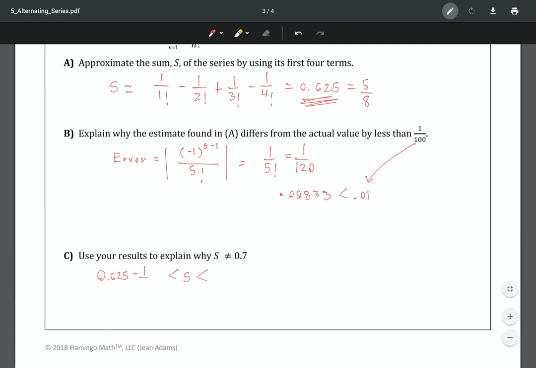minus my margin of error for this one. This would be the lowest. And the highest, it would be this sum again plus my margin of error. Right? And if you put that on your calculator, this is what you would get.